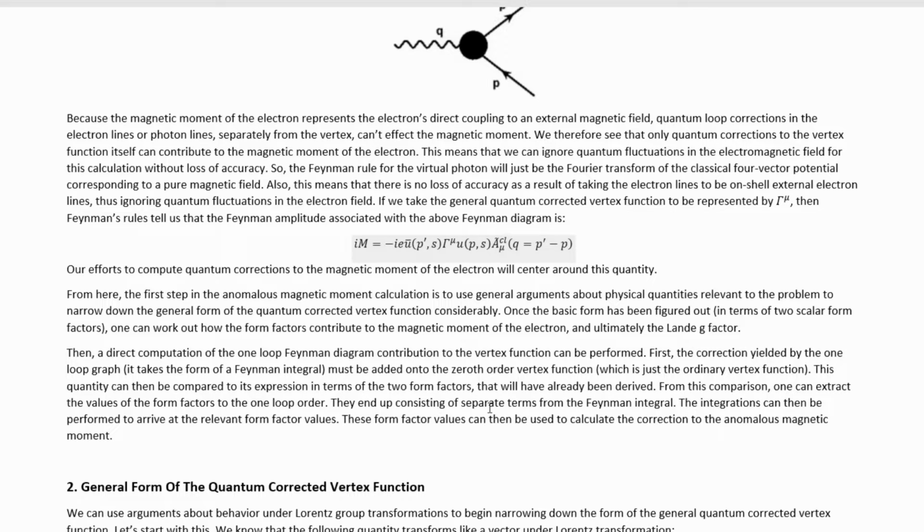They end up consisting of separate terms from the Feynman integral, and one of them includes the contribution of the classical term, the lowest order term. The integration can then be performed to arrive at the relevant form factor values. These form factor values can then be used to calculate the correction to the anomalous magnetic moment.